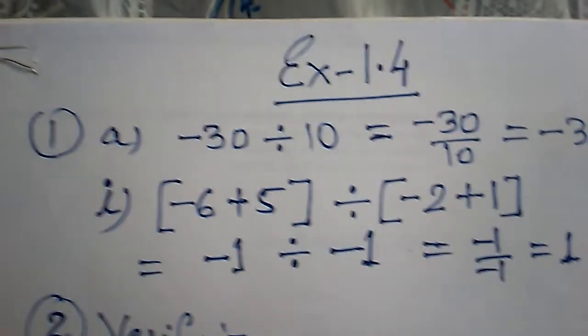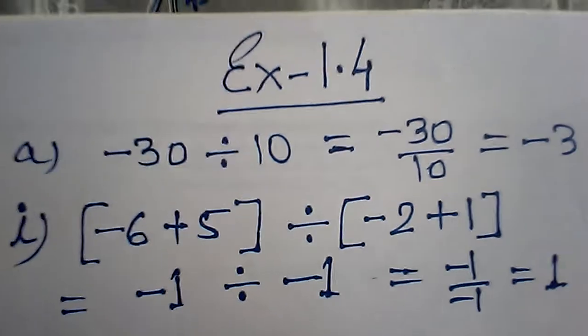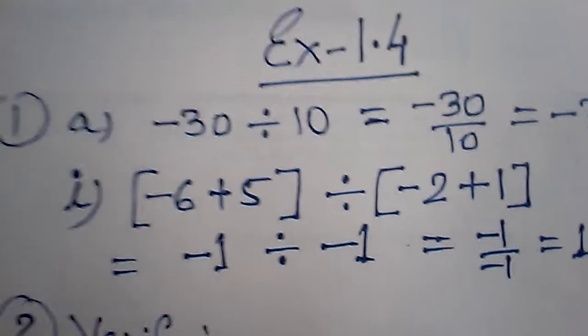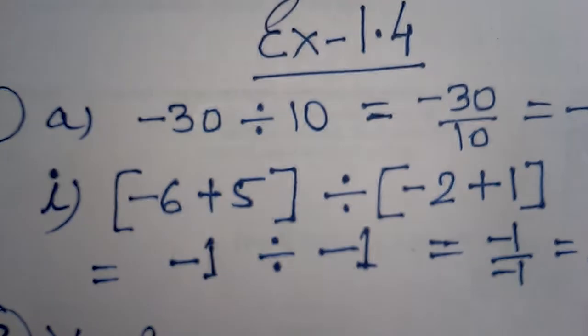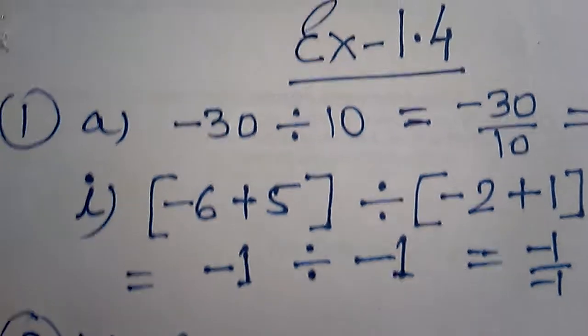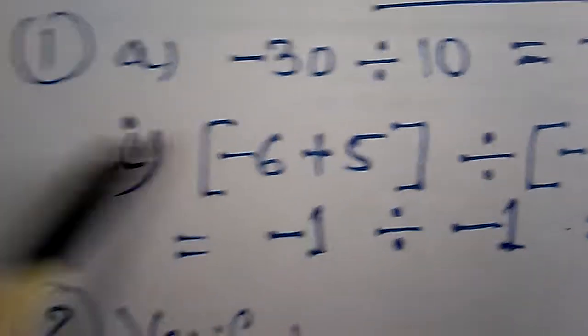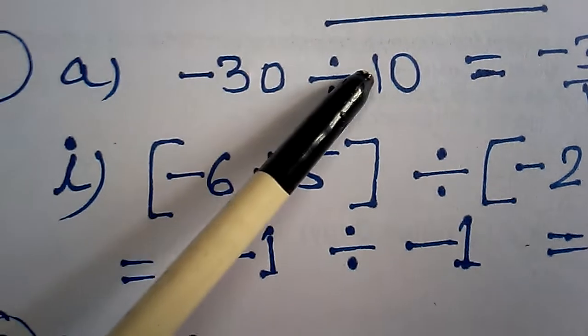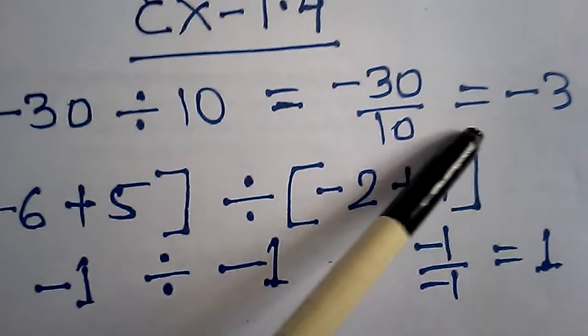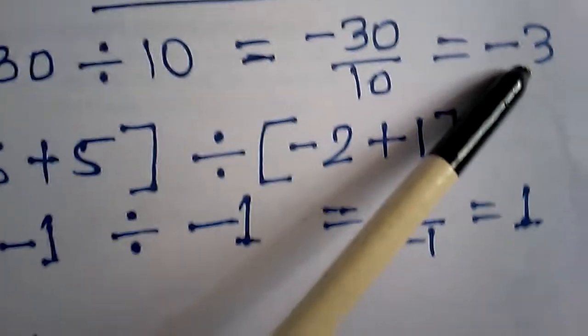Good morning, students. We are going to do today exercise 1.4, class 7 mathematics, chapter Integers. Question number 1a. Evaluate the following. Minus 30 divided by 10 is equal to minus 3.